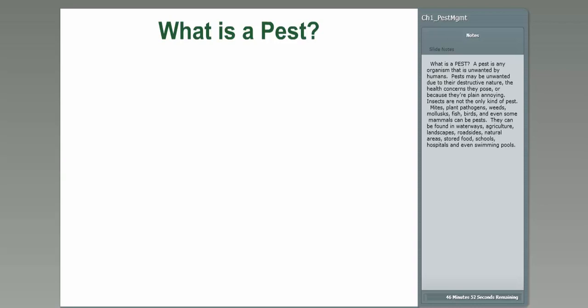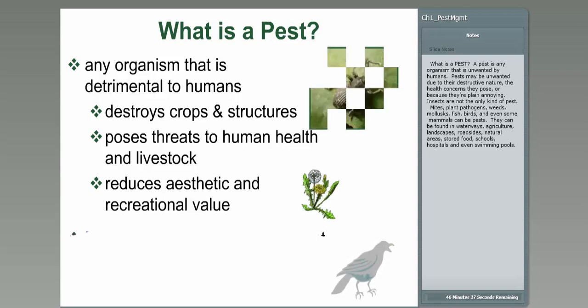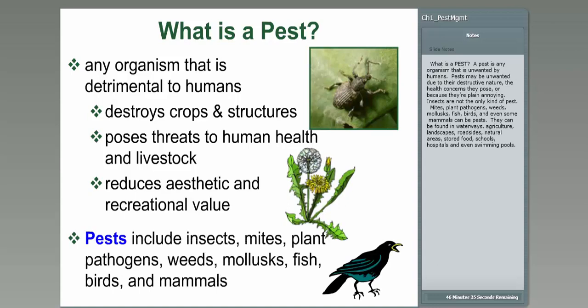What is a pest? A pest is any organism that is unwanted by humans. Pests may be unwanted due to their destructive nature, the health concerns they pose, or because they're plain annoying. Insects are not the only kind of pest. Mites, plant pathogens, weeds, mollusks, fish, birds, and even some mammals can be pests. They can be found in waterways, agriculture, landscapes, roadsides, natural areas, stored food, schools, hospitals, and even swimming pools.